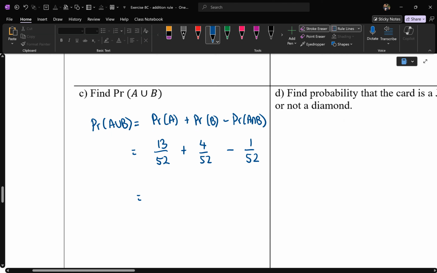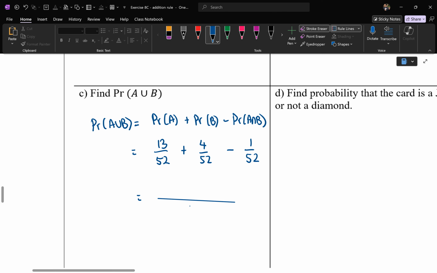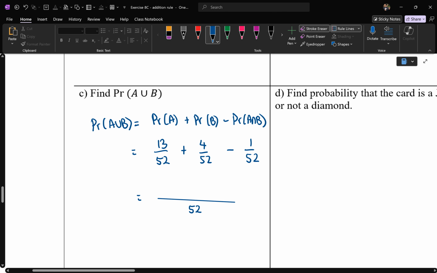So now when you work it out, you can add the fractions together because the denominators are all the same. It's all out of 52. So 13 plus 4, which is 17. 17 minus 1. That gives me 16 out of 52 cards there. So just in case you didn't know what I was doing, 13 plus 4 minus 1. And that gives me 16 out of 52.